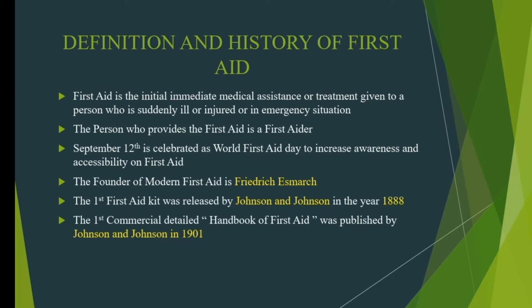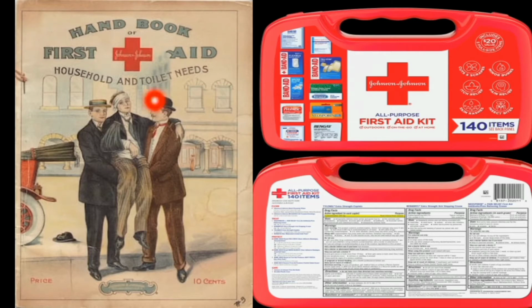Coming to the history, the founder of modern first aid is Frederick S. Mark, and the first aid kit was released by Johnson & Johnson Company in the year 1888. The first commercial detailed book, titled Handbook of First Aid, was published by the same Johnson & Johnson Company in 1901. So this is the first aid book, Handbook of First Aid, published by Johnson & Johnson Company, and this is the first aid box from the Johnson & Johnson Company.